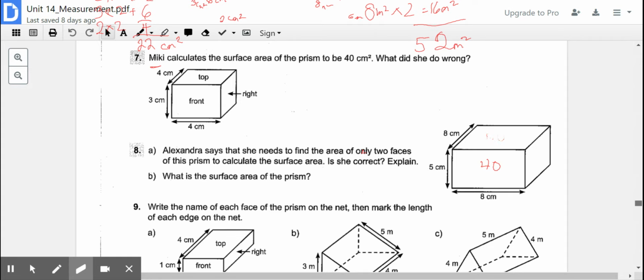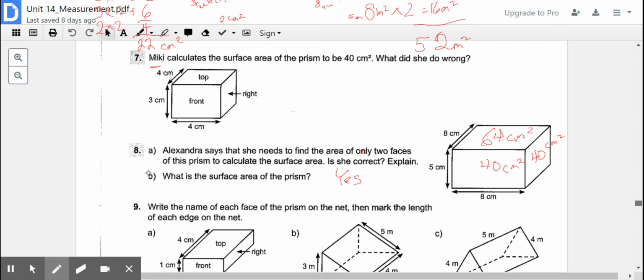That shouldn't be 40. That should be 8 times 8 is 64. And then this one here is 5 by 8, so this is 40 as well. Now, can she figure out the surface area with only 2 faces? Yes, she can. Because the measurements of this is a square, she's actually just multiplying the side faces by 4. There's 4 side faces and a top and a bottom.